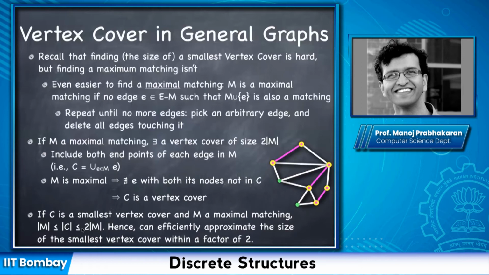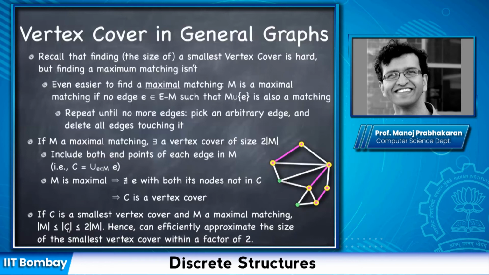Unfortunately, it so happens that finding the smallest maximal matching is also NP hard. It's also a hard problem. But in any case, it's not guaranteed that the vertex cover is the size of a maximum matching, it is twice the size of a maximal matching. But this is a reasonably good approximation in many cases that you might be willing to work with.